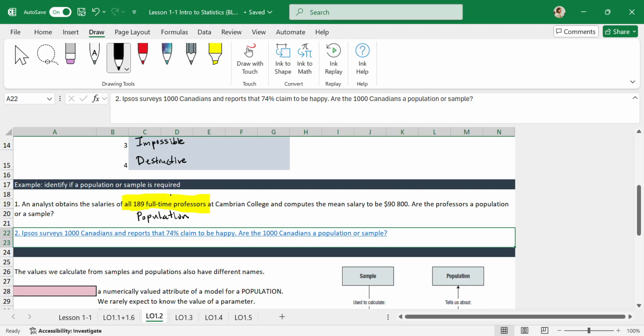The second example is there's a survey company called Ipsos. They survey 1,000 Canadians and report that 74% claim to be happy. Are the 1,000 Canadians a population or a sample? In this case, if we're trying to talk about Canadians in general and how happy they are, 1,000 is not even close to the whole population of Canada. That's only one small piece. 1,000 people is a piece out of like the 40 million people in Canada. So this would be considered a sample.